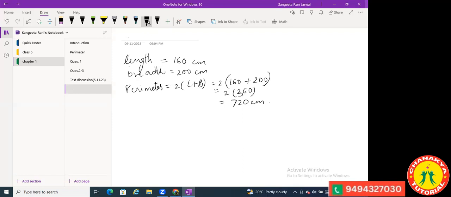Now coming to the next one, this is question number 3. The area of a rectangular piece of cardboard is 38 centimeters square. Now the area is given, so I'm just writing area is 38 centimeters square. It's already given. Its length is 9 centimeters.